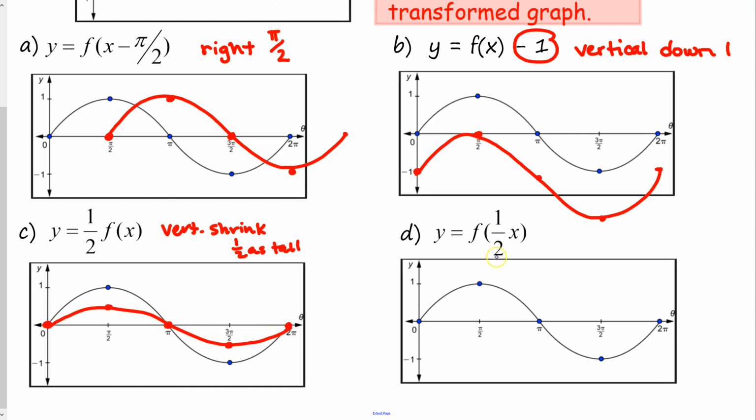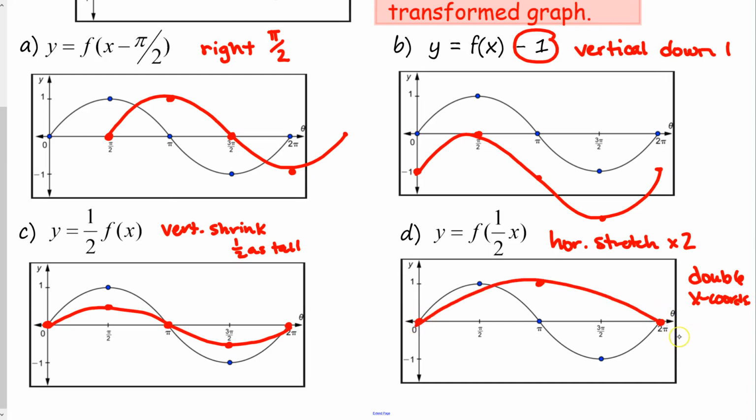And for part D, we have the 1/2 inside the function. So that roller coaster is going to be 1/2 the fun. That means a horizontal stretch by a factor of 2, 2 times wider. So let's take our points and double their x coordinates. Doubling 0, you're still at 0. Doubling pi over 2, now you're at pi. Doubling pi, now you're at 2 pi. I don't really have enough space to draw the entire curve again, so I'm just going to draw the half of it that I can fit. And if I had more room, I would be drawing the other half over there.